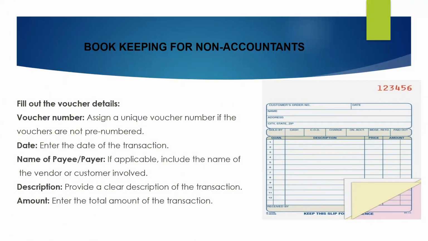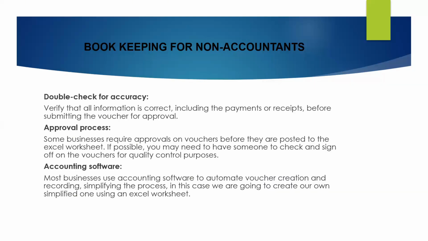And then description. Provide a clear description of the transaction. And then we are going to fill in the amount. We are going to enter the total amount of the transaction. The next 3 procedures are for quality control. So we're going to double check for accuracy. We're going to verify that all information is correct, including the payments of receipts before submitting the voucher for approval.